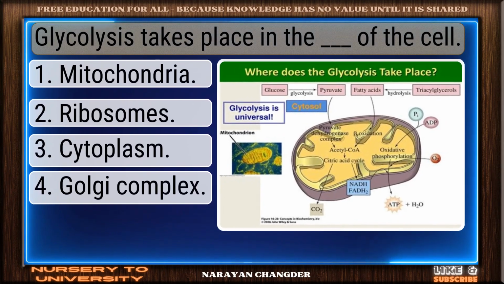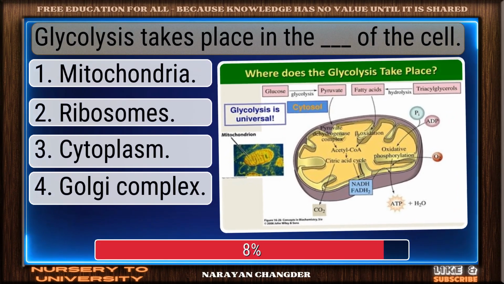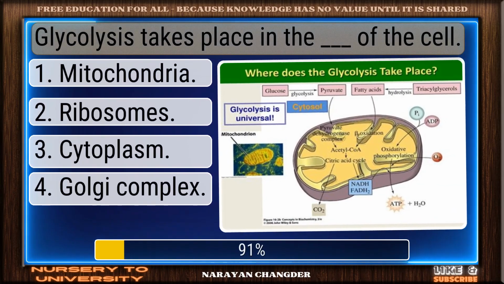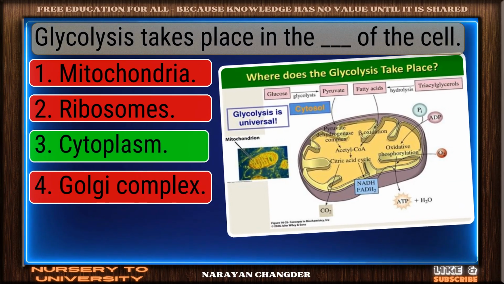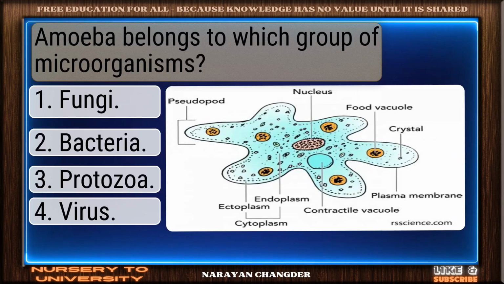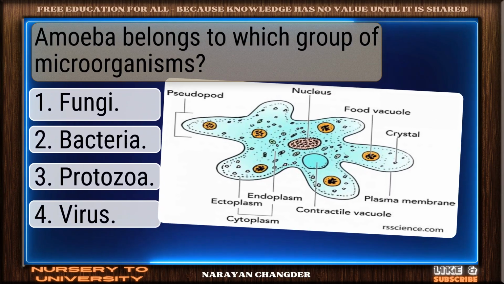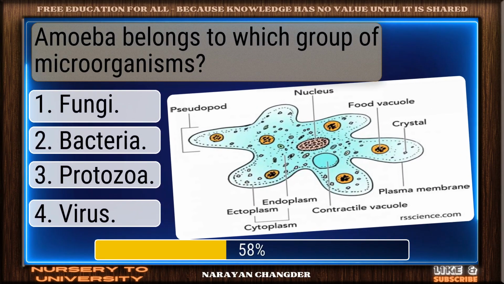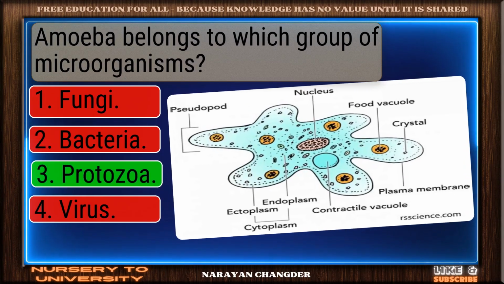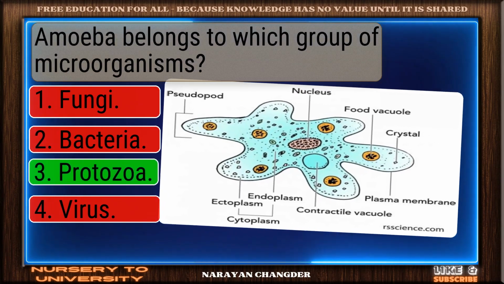Glycolysis takes place in the dash of the cell. You got it. Cytoplasm fits. Amoeba belongs to which group of microorganisms? Well reasoned. Protozoa is correct.